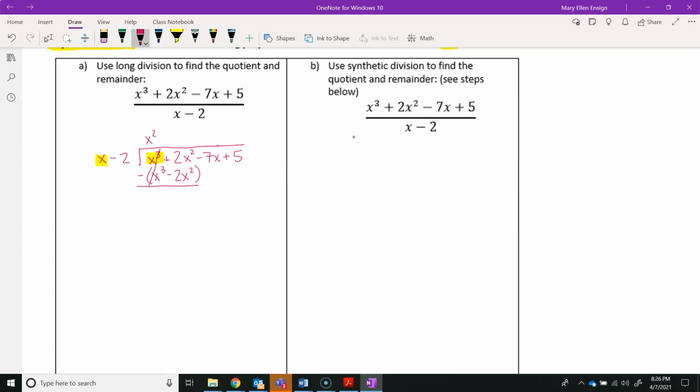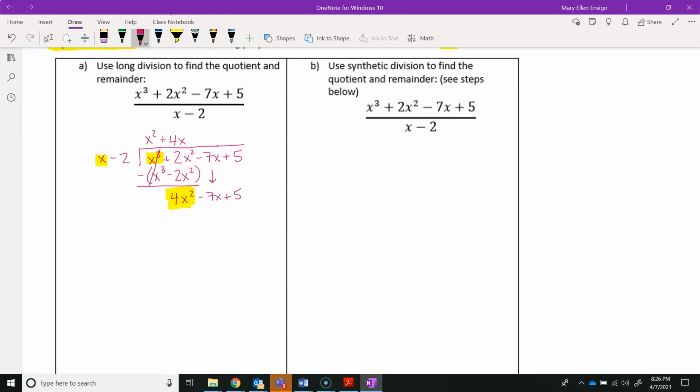Now be careful here, it's 2 minus negative 2. That's like 2 plus 2, which is 4. And then I bring this down, and then I do it again. So 4x squared, x goes in there how many times? It's going to be 4x.